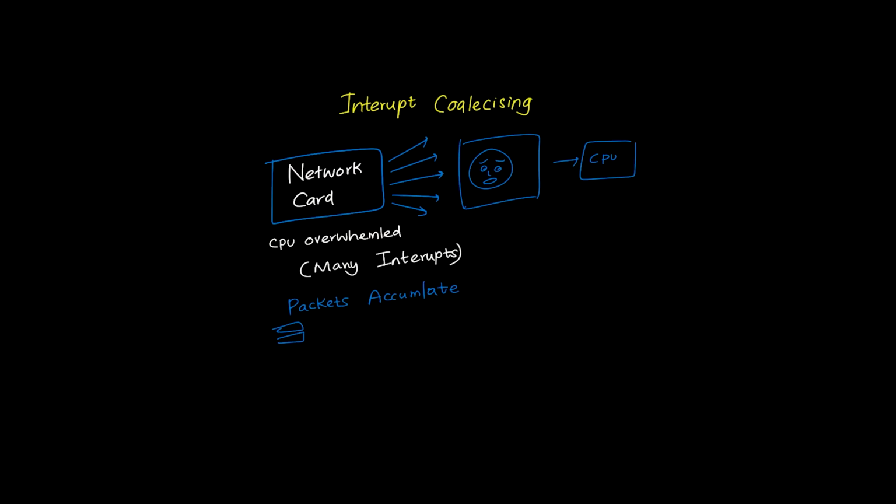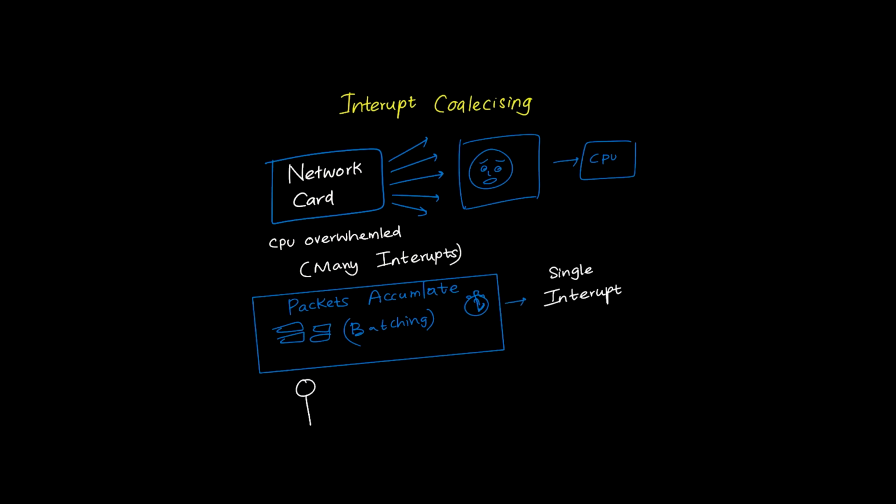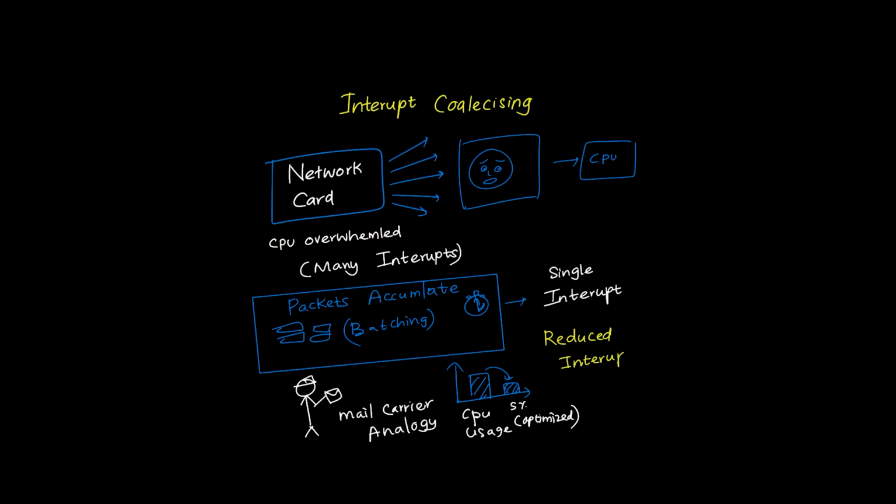Instead of interrupting for every packet, the network card waits until several packets arrive, or a timer expires, then generates one interrupt for the entire batch. It's like a mail carrier waiting to collect multiple letters before making one trip instead of running back for each letter. This reduces interrupt overhead from consuming 30% of CPU to under 5%, leaving more cycles for actual packet processing.